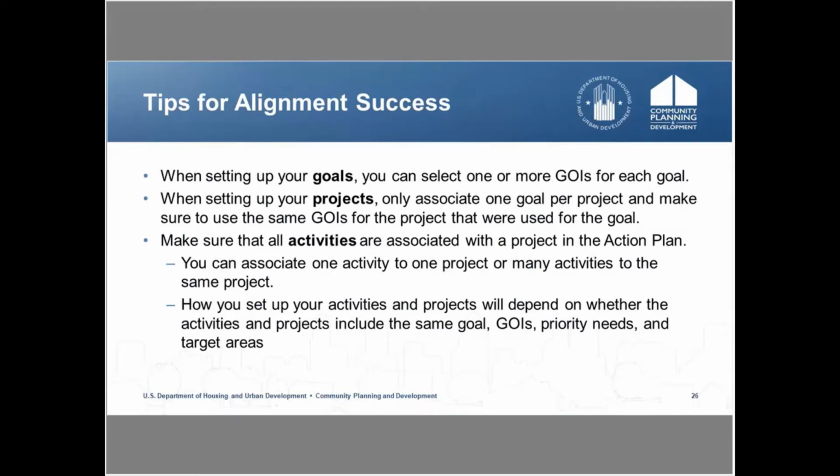When setting up your activities, you want to make sure that your activities are associated with a project that's included in the action plan. And you have some flexibility when setting up the relationship between your activities and projects. For example, you can associate one activity to one project, or you can associate many activities to a single project. How you decide to set up your activities and projects depends on whether the activities and projects include the same goal, GOIs, priority needs, and target areas. By keeping these tips in mind during setup, the system will better understand how the data in your strategic plan, action plan, projects, and activities are all connected. And ultimately, the auto-populated data in your CAPER template is more likely to accurately capture your program year.